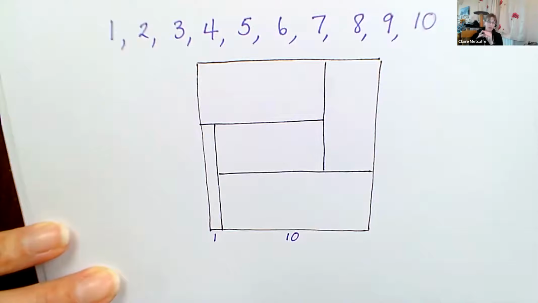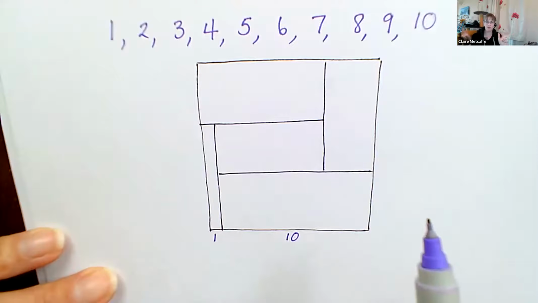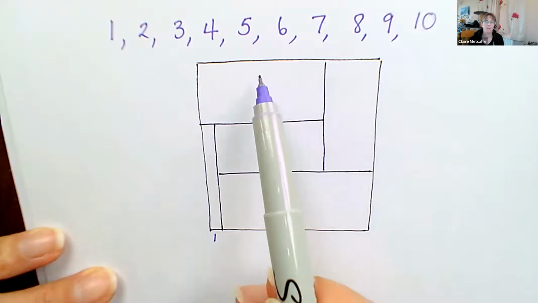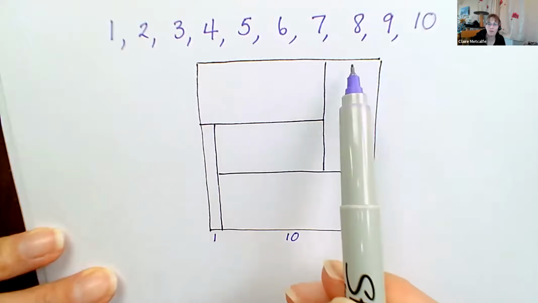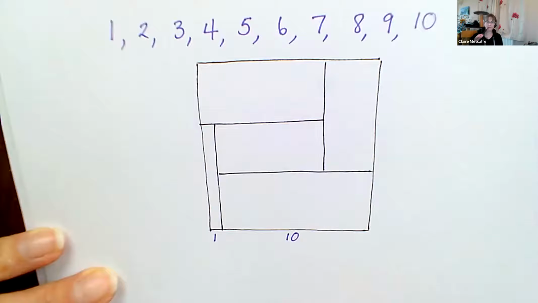So can anyone suggest any possibilities for the dimensions of the rectangles along the other sides? So what could the top 2 dimensions be? So in the chat, what are the possibilities there? Okay, so 7 and 4. 4 and 7, I'll count that as the same.